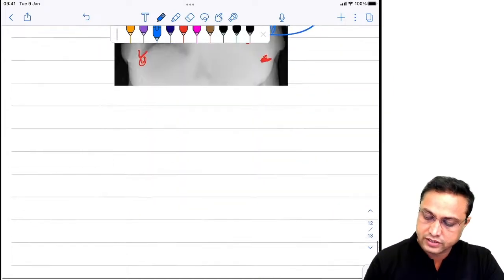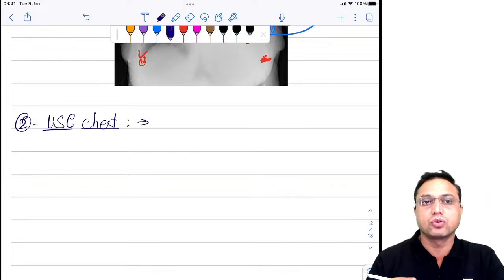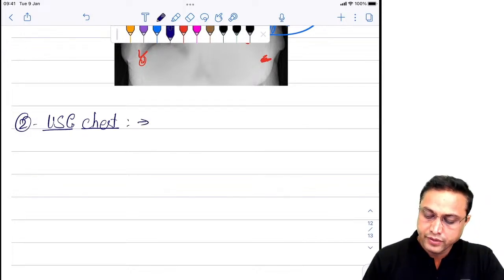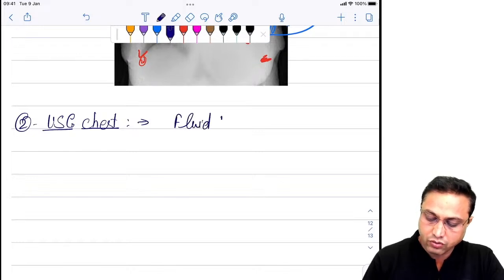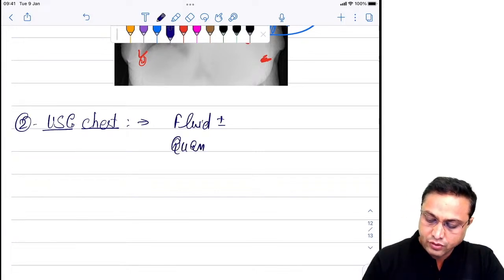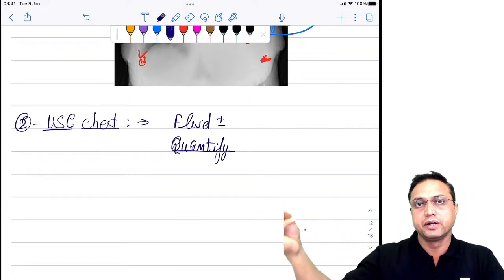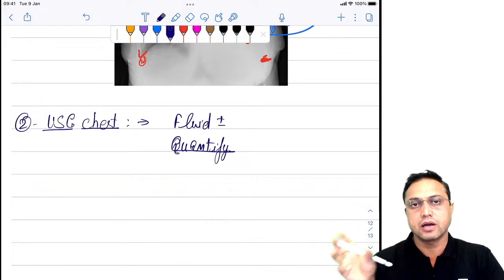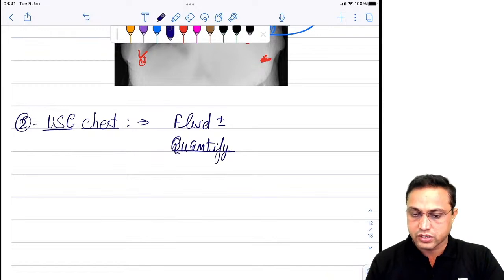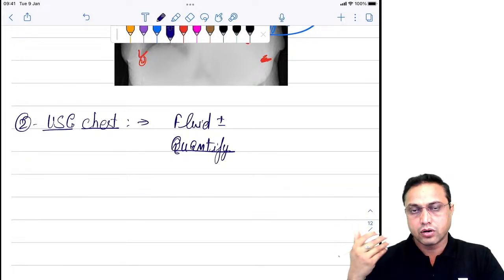Now we have done chest x-rays. Another important thing which we are going to do is ultrasound of the chest. With ultrasound of the chest, we can find whether fluid is present or not. First of all, obviously it is going to be present. Some more, we can quantify how much fluid is present. Is it 100 ml, 200 ml, 1 liter or more than 1 liter of fluid? We can also calculate the approximate amount of fluid present. So ultrasound chest is another important thing. Now you have done chest x-rays, you have done an ultrasound, and you know how much amount of fluid is there.